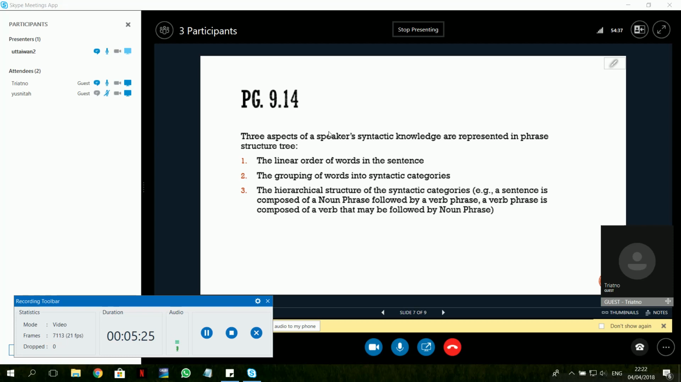And also the grouping of words into syntactic categories. And the last one, the hierarchical structure of the syntactic categories. For example, a sentence is composed of a noun phrase followed by a verb phrase, and a verb phrase is composed of a verb that may be followed by a noun phrase. See the last paragraph on page 9.4.